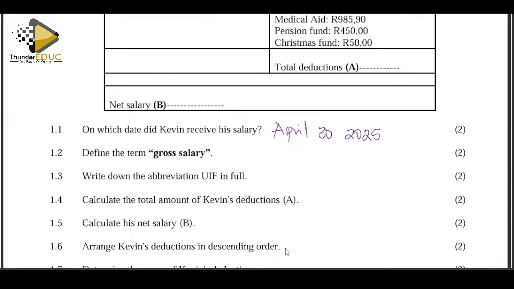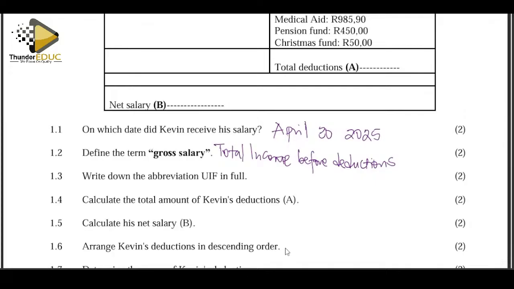Okay, define the term gross salary. All we need here to know is the total income before deductions. The opposite is net, and the opposite of before is after.